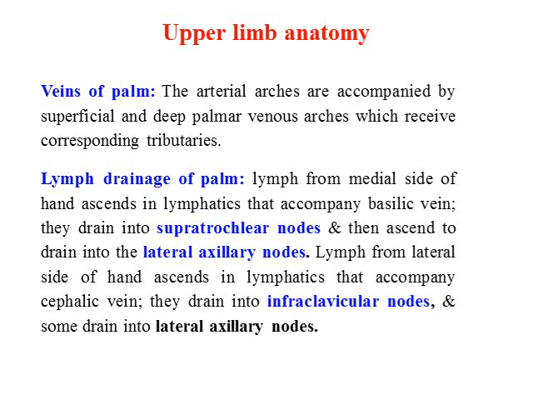Lymph drainage of the palm. Lymph from the medial side of the palm drains into lymphatics that ascend in company with the basilic vein to drain into the supratrochlear group of lymph nodes, which ultimately drain into the lateral axillary group of lymph nodes. Lymph from the lateral side of the hand drains into the infraclavicular group of lymph nodes through lymphatics that travel in company with the cephalic vein, and some of them drain into the lateral axillary group of lymph nodes.